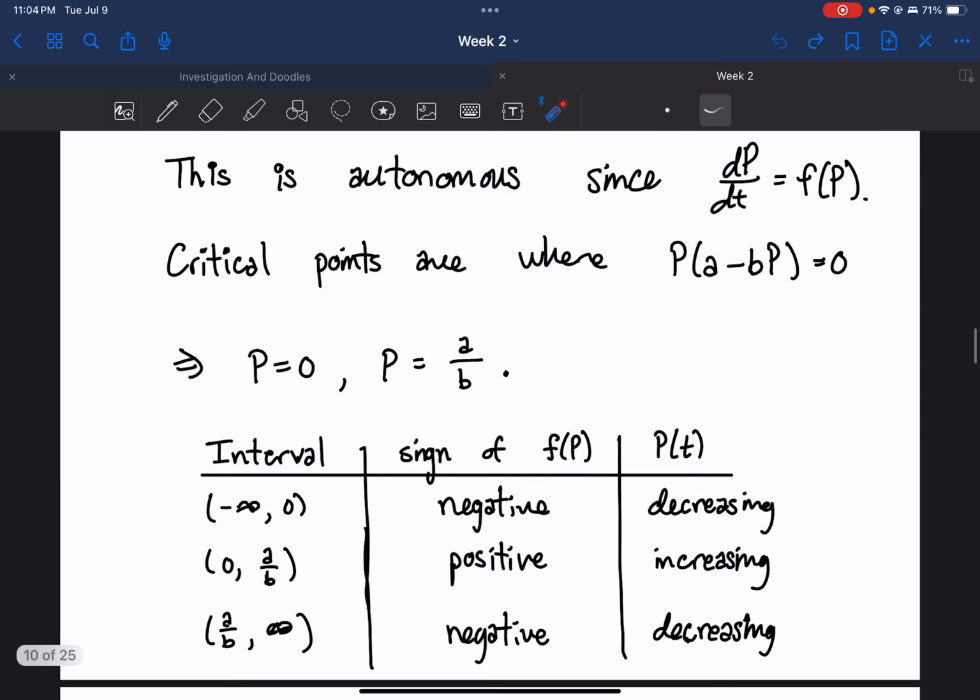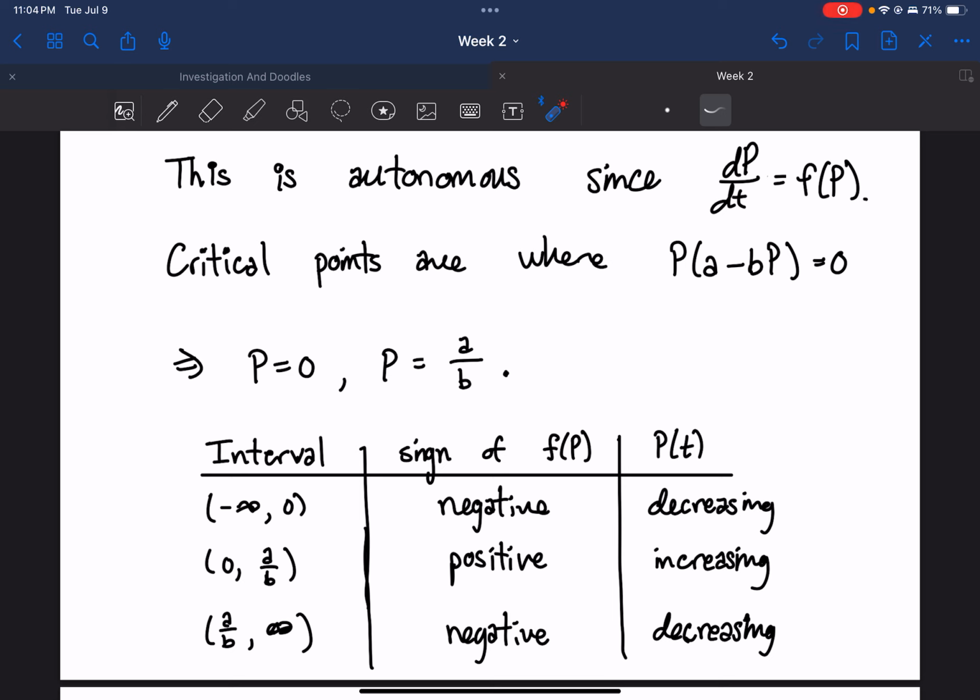What are the critical points? Well, it's where this equals 0, and since this is a multiplication of two things, that means either the first thing equals 0 or the second term equals 0. Right, so we either get that p equals 0 or that a minus bp equals 0. And in the first case, p equals 0, we get this solution. And in the next case, a minus bp equals 0, we get p equals a over b. So these are my critical points of my autonomous differential equation.